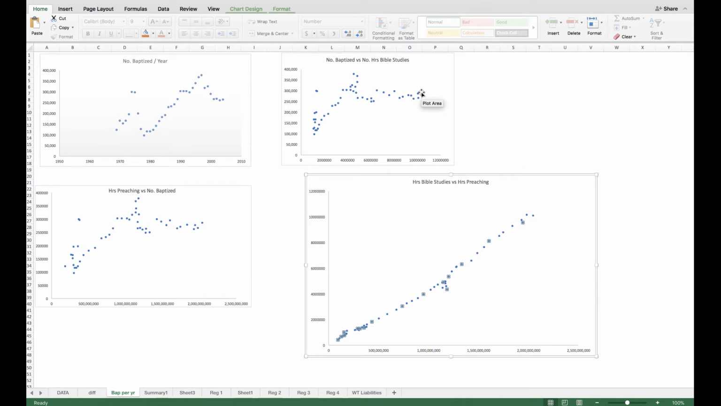Now, this makes the data suspect, especially this data here. This looks like people are giving the Watchtower what the Watchtower expects, because the Watchtower expects individuals to put in a certain amount of time each week preaching and a certain amount of Bible studies. So those expectations are there. People themselves are trying to please the expectations of the governing body. So that's why you got this unbelievably smooth line. And you can't believe that. This data here is more revealing.